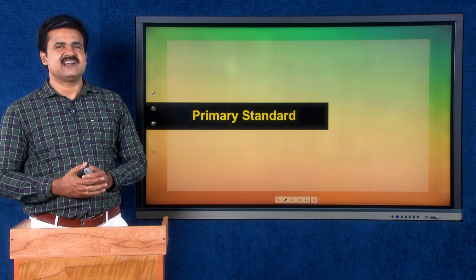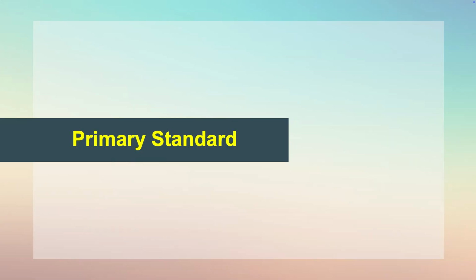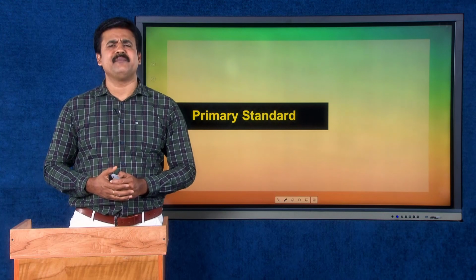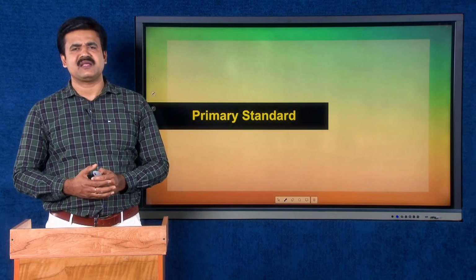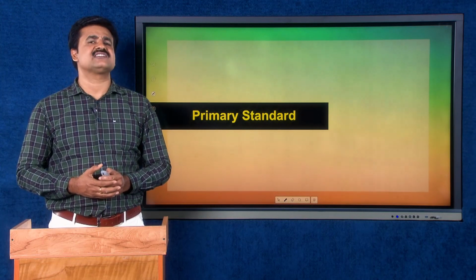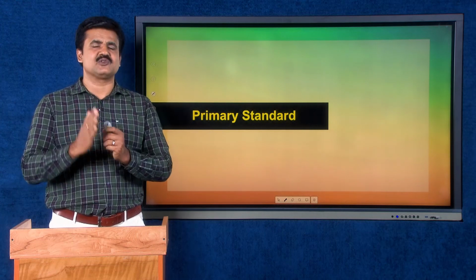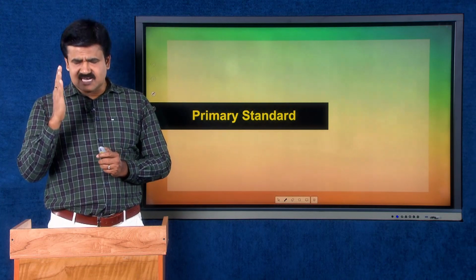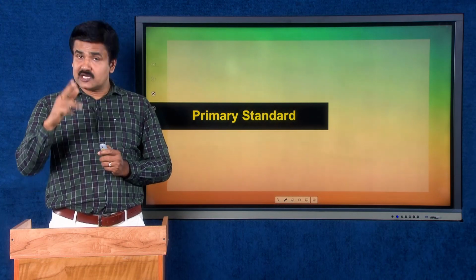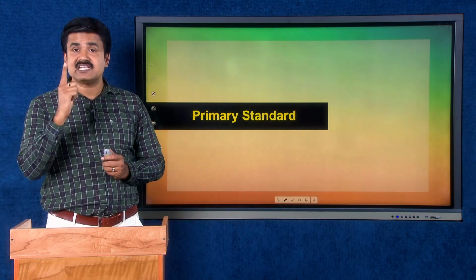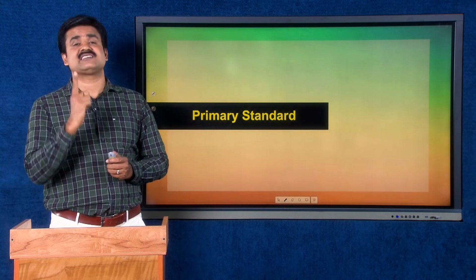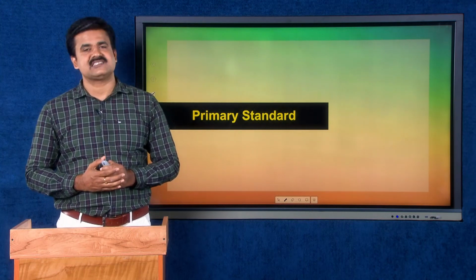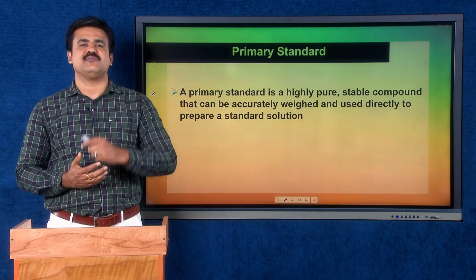Now, we are studying more about primary standard. I already mentioned the concept of the primary standard. In volumetric analysis, you must have a standard solution. A standard solution is a solution with exactly known concentration. In order to prepare a standard solution, you have to take the weight of a substance. That substance is called primary standard. And these are the more details.